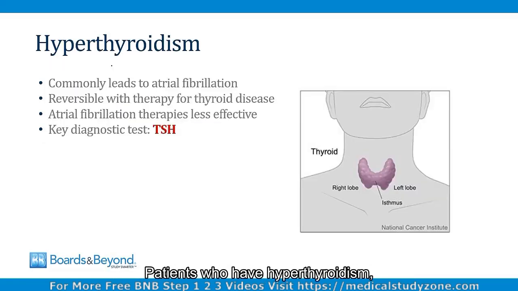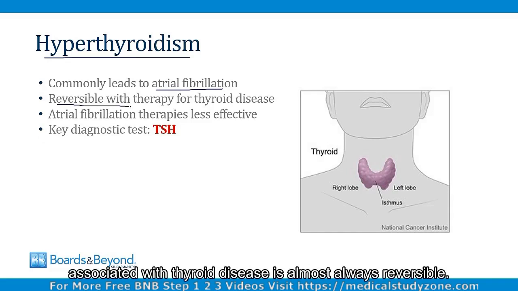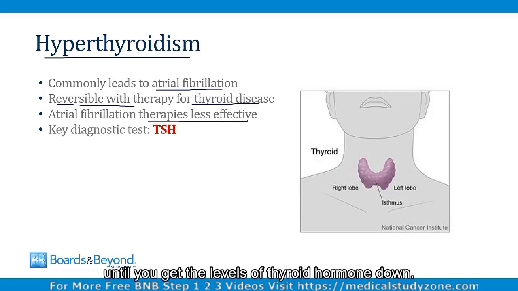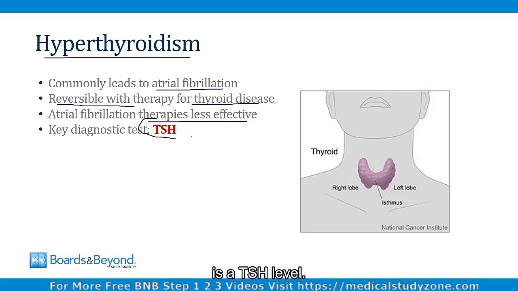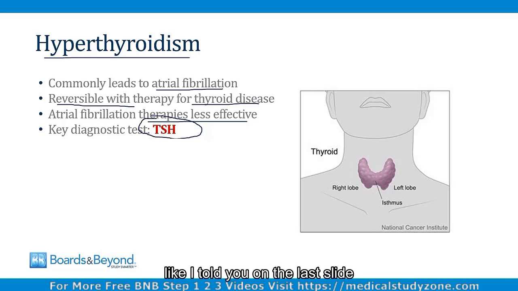Patients who have hyperthyroidism commonly develop atrial fibrillation. This type of atrial fibrillation associated with thyroid disease is almost always reversible. It will go away once you treat the thyroid disease. And it's very important to identify patients who have hyperthyroidism, because when you try to treat atrial fibrillation in patients with hyperthyroidism, the usual therapies, which we'll talk about later, are less effective until you get the levels of thyroid hormone down. So for this reason, a key diagnostic test in any patient with new onset atrial fibrillation is a TSH level. Basically, anyone who has new atrial fibrillation almost always gets an echocardiogram, like I told you on the last slide, and also a TSH to screen for thyroid disease.